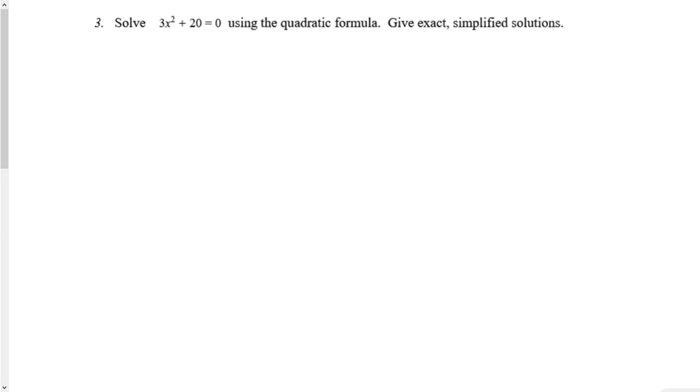All right. Here's another one for you to try. I'm going to have you pause the video while you try this one. Just realize that in your first step, when you're lining this up to be ax squared plus bx plus c, your a is 3, and then for your x term in the middle, there wasn't one. So your b is really a 0, and your c is a 20. So go ahead and pause that and give this one a try.